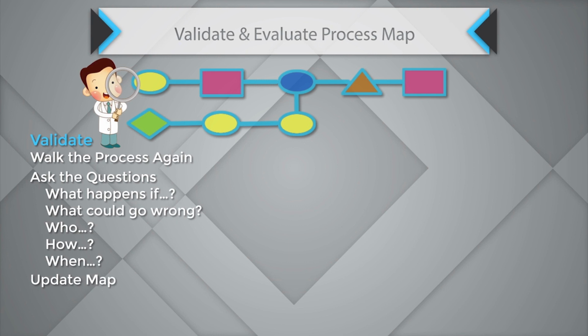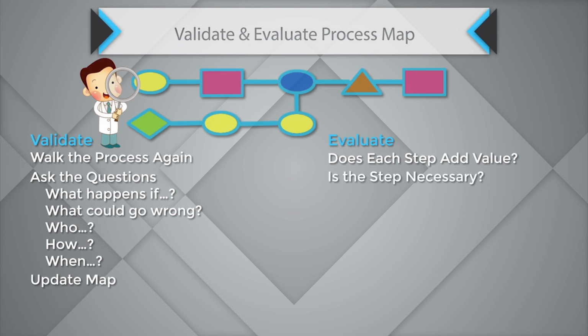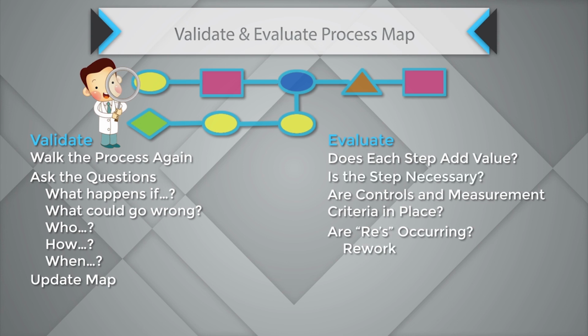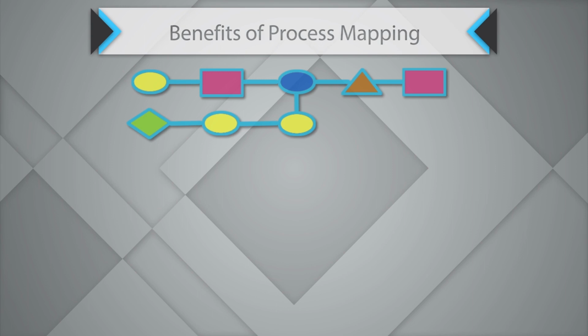Asking yourself the questions of what, who, how, and when will help you understand the process gaps, build controls, identify improvement threads. Once you've done that, evaluate. Evaluate whether every step of the process adds value or not. Evaluate if this step is necessary or not. Evaluate if there are controls and measurement criteria in place. Check if the re's are occurring. Rework, revise, repeat, review.